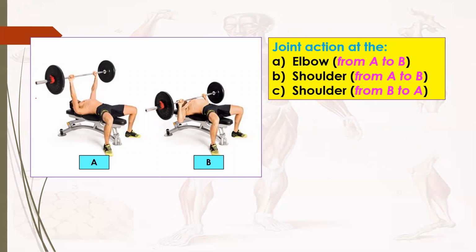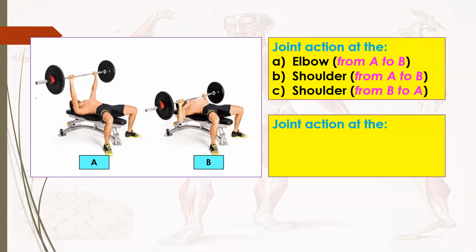Okay, on this example, joint action at the elbow. And in this example, this is how you're more likely to have it in an exam. Two images, and it's the movement from one to the other. So it's the elbow. Obviously, it's the same on both sides, from A to B. The joint action at the shoulder from A to B, and then the joint action at the shoulder from B going back to A. Pause the video here, record your answers, and then get ready to check the answers shortly.